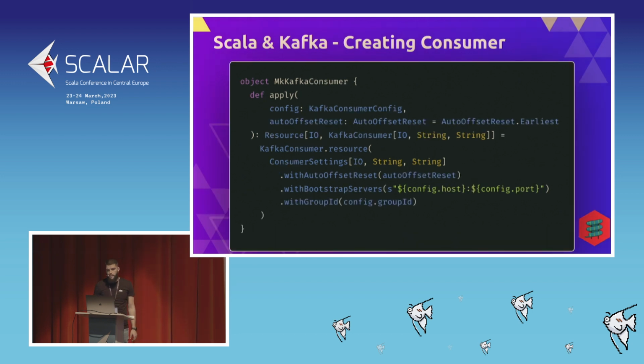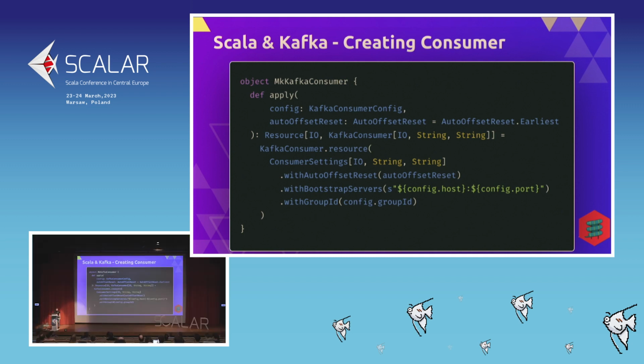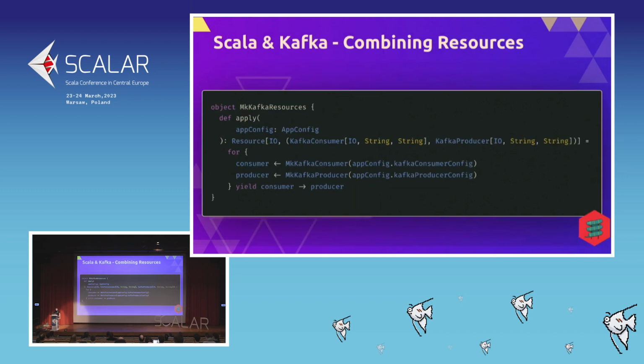Similar principle applies when creating consumers. Like producers, consumers can be created using the recommended approach that ensures proper management of resources and their closing after use. Lastly, let's see how we can combine producer and consumer resources to create a final resource that will just return a tuple containing both producer and consumer.